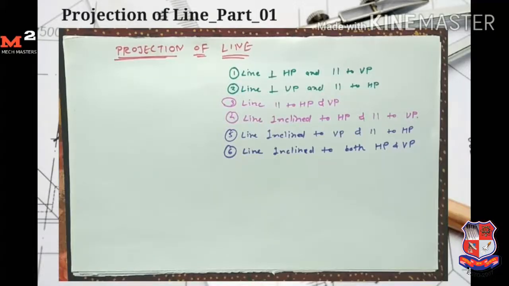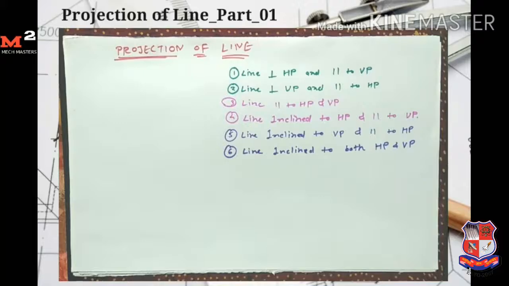Good morning friends, in today's lecture we learn about the projection of line. We draw the front view and top view of the line for the given different conditions. In projection of point, we draw the front view and top view of the point for different conditions. Similarly here we draw the front view and top view of the line, but the difference is that a point is dimensionless and a line is one dimension. So the length of the line is required to draw the front view and top view. To understand the different conditions, here we learn the 6 different cases.